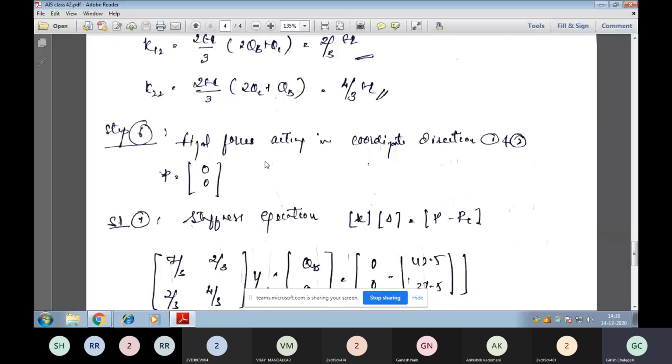Then find the final forces acting in the coordinate directions, that is 1 and 2. We know that P is equal to 0, 0. There is no additional moment at joint B and C before going for this equation. No external moment is given at B or C, so both are taken as 0, 0.